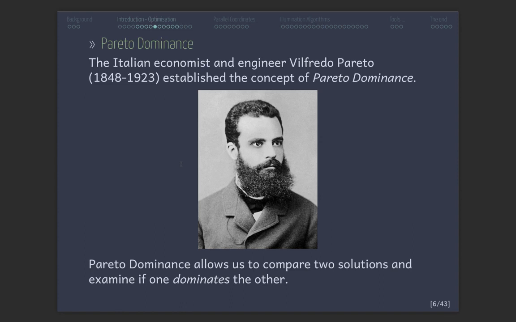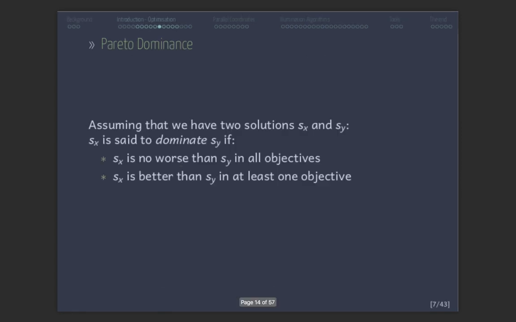allows us to look at two solutions and establish if one solution is said to dominate the other. If a solution dominates the other, then it basically says there is no reason why you would choose the dominated solution over the non-dominated solution. What does that mean? Well, we've got two solutions, X and Y. X dominates Y if X is no worse than Y in each objective and it's better than Y in at least one objective.